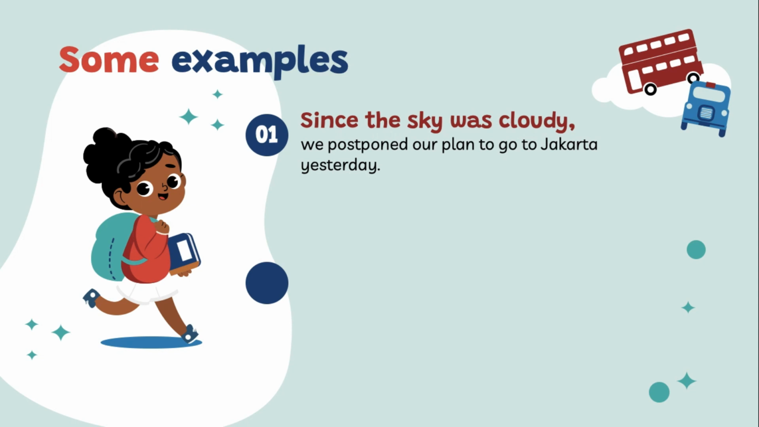Alright, so the second part, we postponed our plan to go to Jakarta yesterday, is called the independent clause. When it is joined together using a subordinating conjunction, since, it becomes a complete sentence. Alright, okay, number 2.